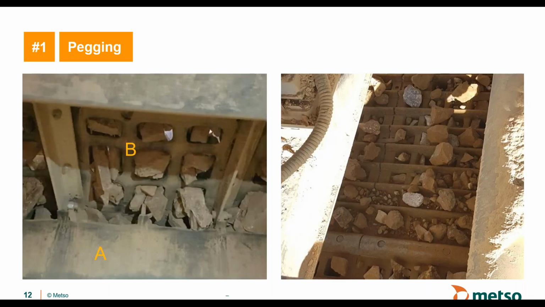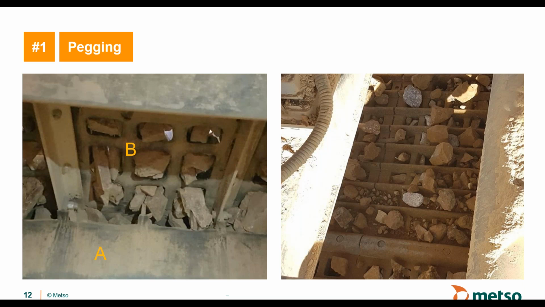The next picture requires some explanations, I would think. If you look at the right-hand side picture, that's the top deck of a scalping screen. Separations or openings are probably in the range of 100 by 100 or 100 by 150 with the flow. The flow goes from the right-hand side of the picture to the left-hand side. So here you see quite a lot of pegging in this case. You can see rocks sticking in almost every aperture here. So what can then be the reason for that?